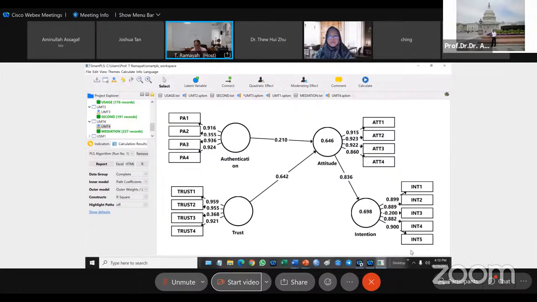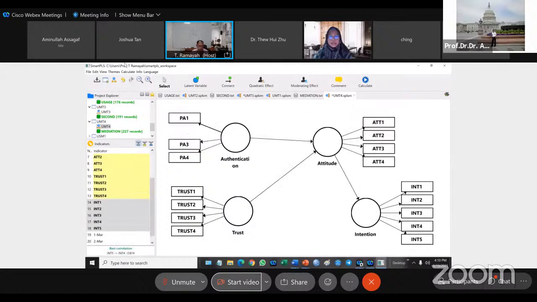So the assessment is still the same. Look at the low loading and then delete them. Clear the low loading first, then only we can test the relationship. So in the first variable, we have a 0.355, which I will delete.